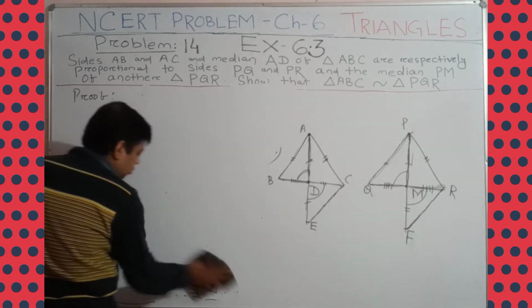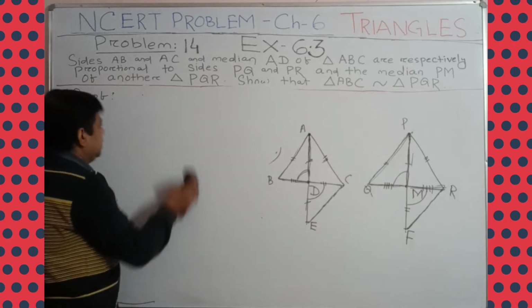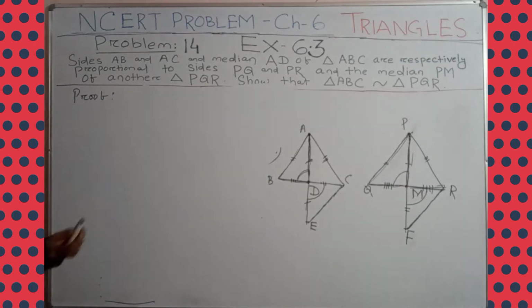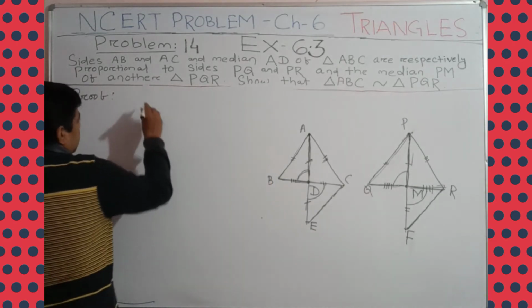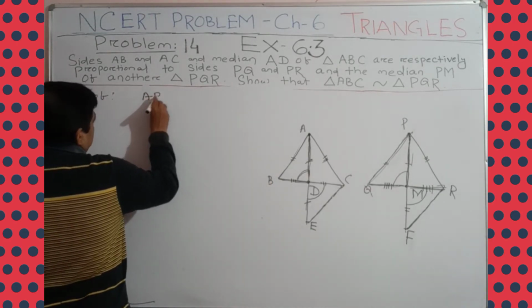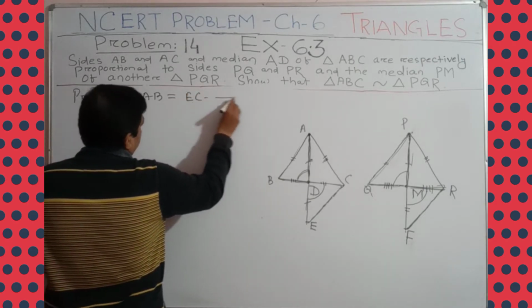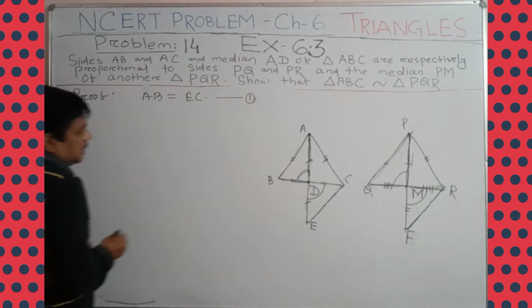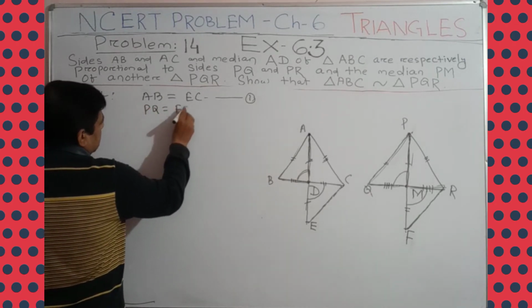And in point 2, in equation 2, we got PQ is equal to what? FR. In the first one, in equation 1, AB is equal to EC. And from the second one we got PQ is equal to FR.